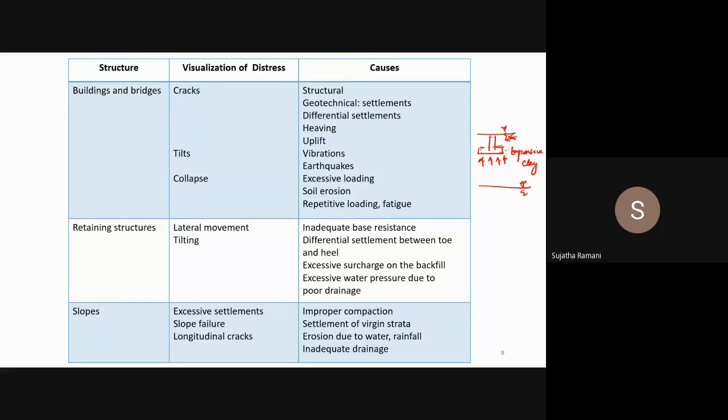And whenever there are vibrations, they can be due to earthquakes, or they can also be due to anthropogenic activities like pile driving, or some machine shops that are adjacent to the structure. So these can also cause failures like tilts, or they can manifest themselves in the formation of cracks. And then excessive loading. So suddenly there is unprecedented load that has not been anticipated during the design stage, that can also cause these kinds of distresses.